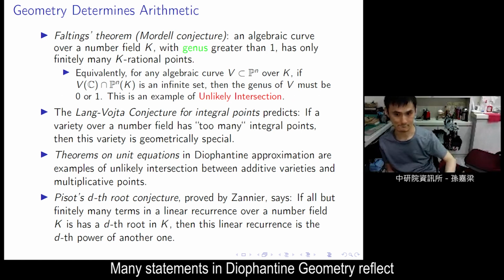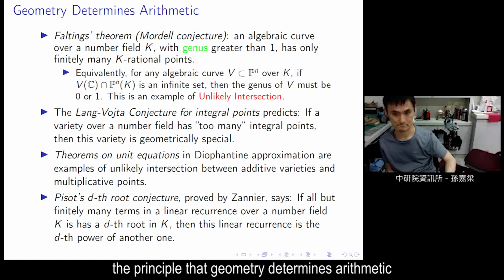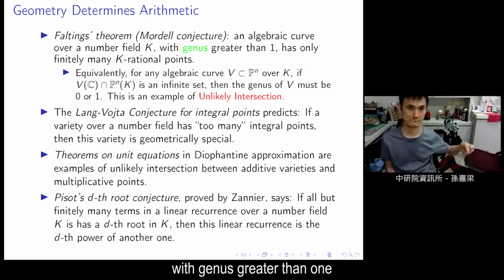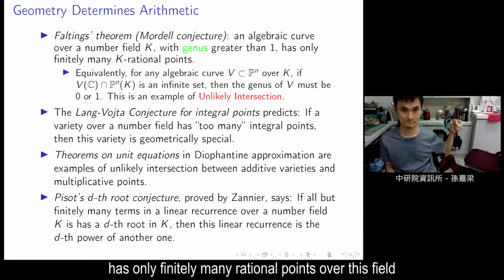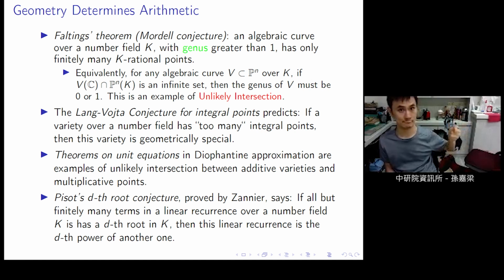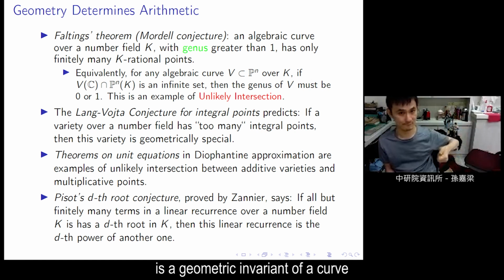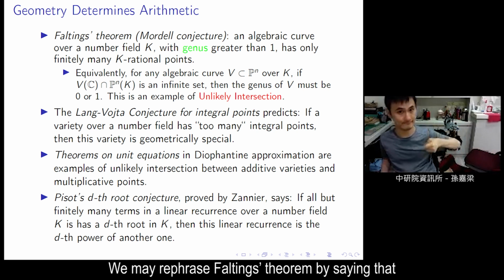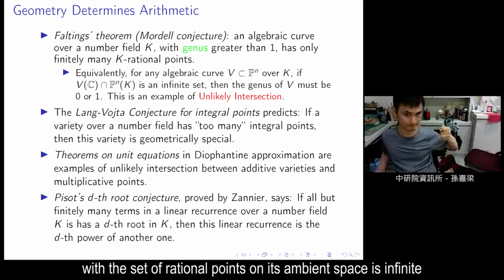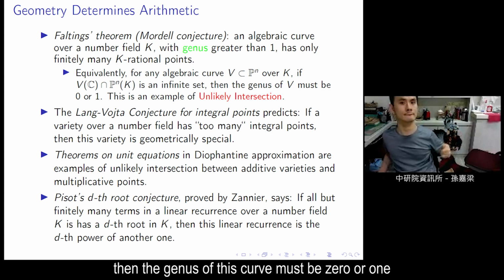Many statements in Diophantine geometry reflect the principle that geometry determines arithmetic. For example, an algebraic curve over a number field, with genus greater than 1, has only finitely many rational points over this field. Faltings proved this statement, known as the Mordell conjecture, in which we note that the genus is a geometric invariant of a curve. We may rephrase Faltings' theorem by saying that, if the intersection of an embedded curve with the set of rational points on its ambient space is infinite, then the genus of this curve must be 0 or 1.